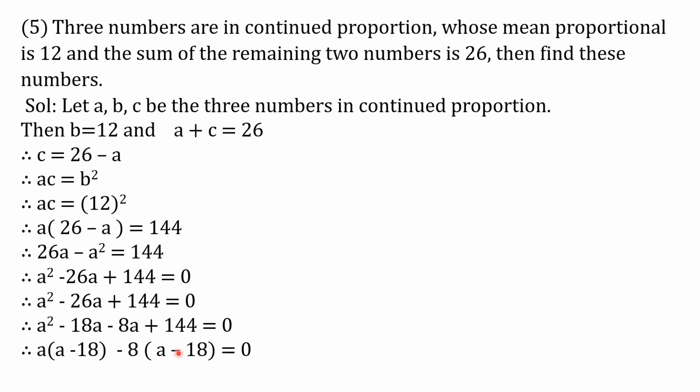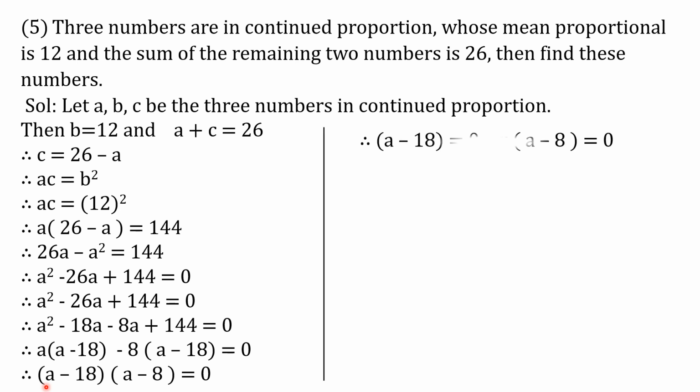So can you see? a minus 18 is common on both sides. So you'll take that, therefore a minus 18 in one bracket, and you'll group this a minus 18 in another bracket. So you got therefore (a minus 18)(a minus 8) equal to 0. Now let's find out the value for a.